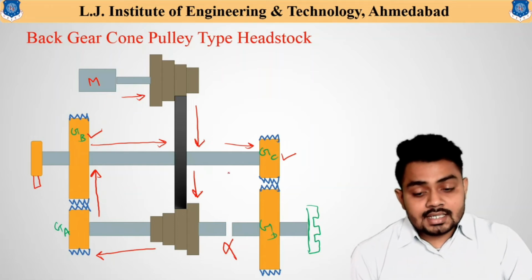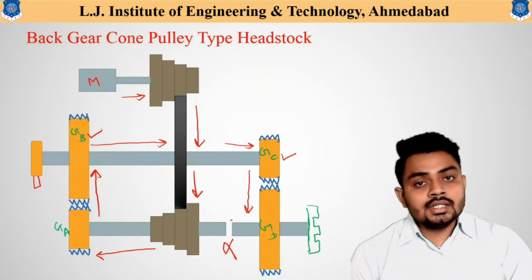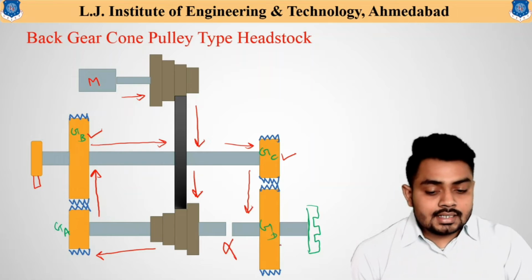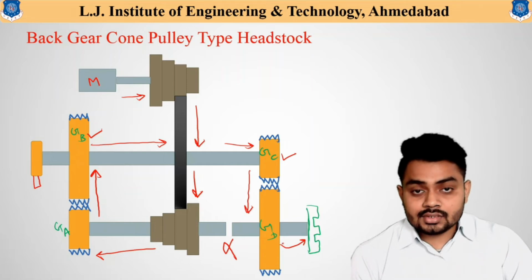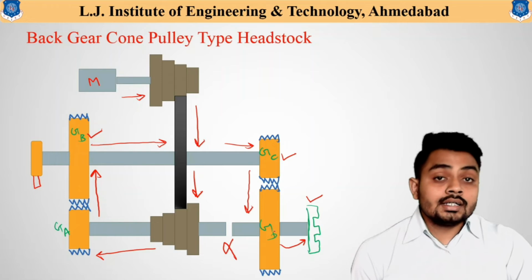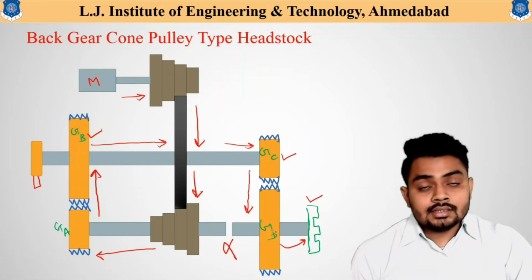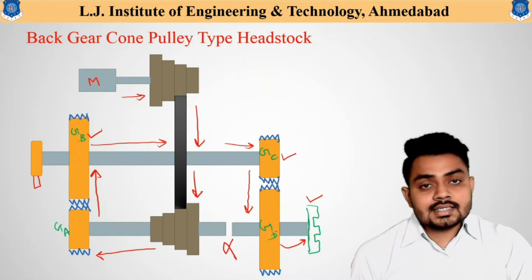And from this gear C, as gear C and D are in direct engagement, that is why power is transmitted from gear C to gear D. And this gear D and the spindle are connected on the same shaft. That's why the power is transmitted to the spindle available over here. And the spindle is now connected to the workpiece, and that is how the power is transmitted using this particular assembly.